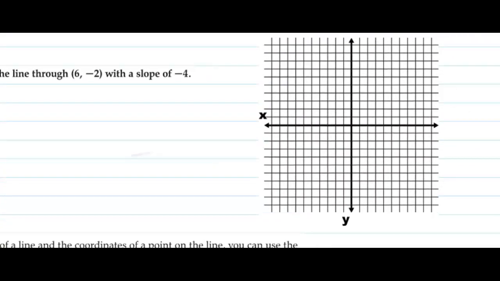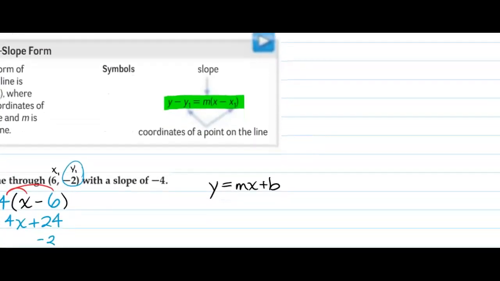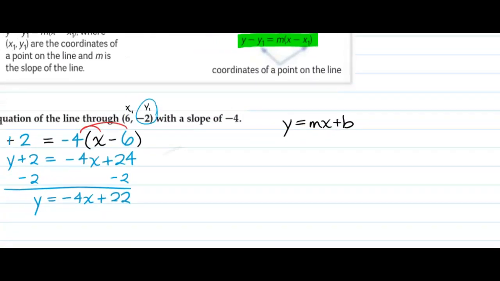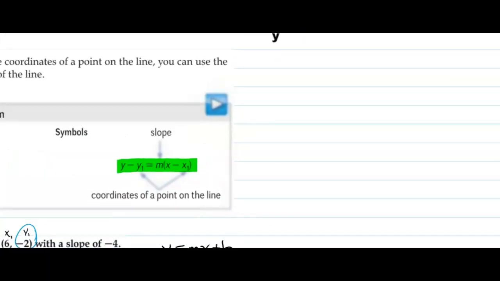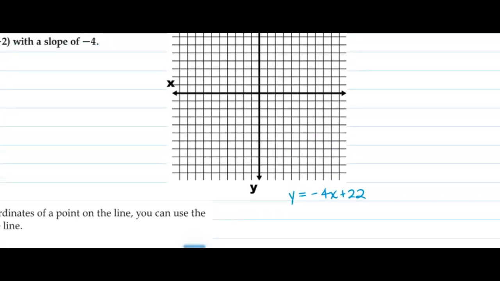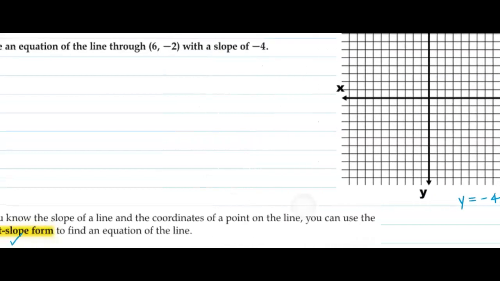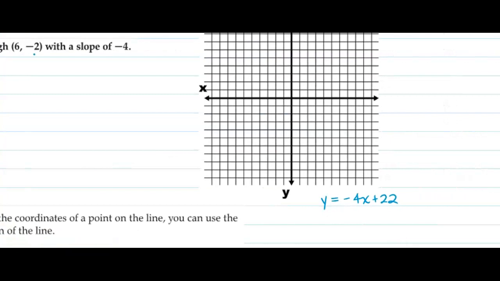I also want to take a moment to show you what this would look like when we graph it. And I want to do it 2 different ways. One way is to start with our slope-intercept form that we came up with. Y equals -4x plus 22. And another option is to begin with the information we've been given. We can plot a point (6, -2). It would be right here. I'm having trouble with my pen today.